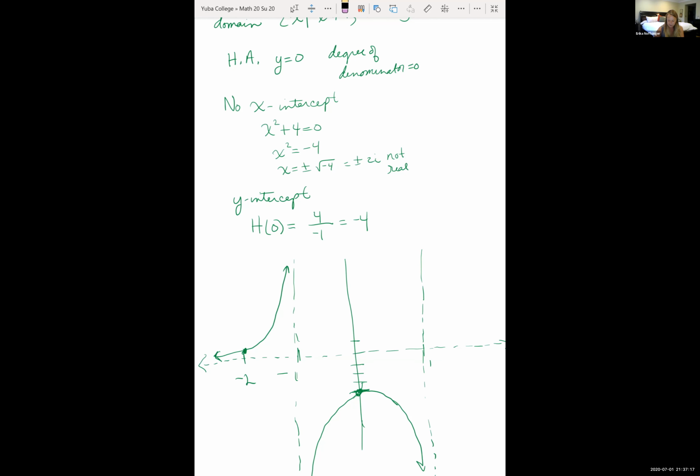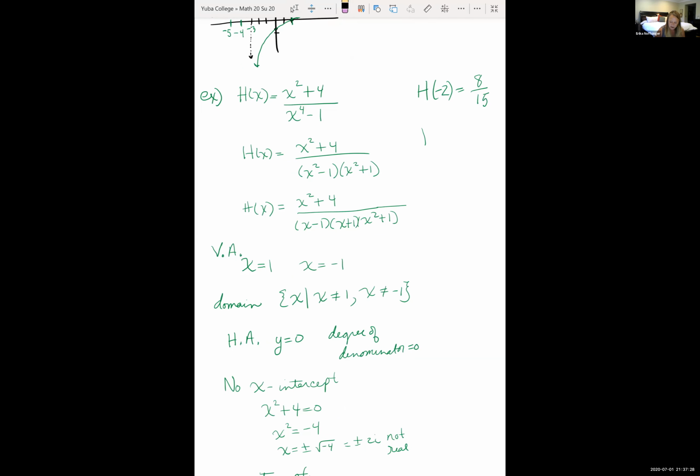So test what positive 2 would look like. And so looking at h of positive 2, well, we can actually use the fact that this is an even function. I know this is an even function because h of negative x equals h of x. So that tells us it's symmetrical across the y-axis.